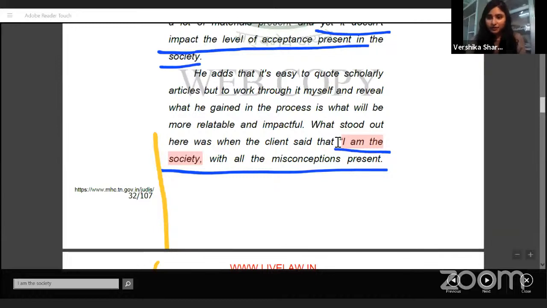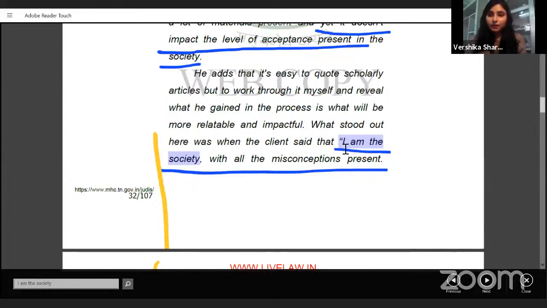One is the actions of the judge, and the other part is this one sentence, that is, "I am the society." Now, this is something which entirely blew my mind, because a judge saying something like this in a judgment is something which has not been witnessed many times, right? So this is what I wanted to talk about.